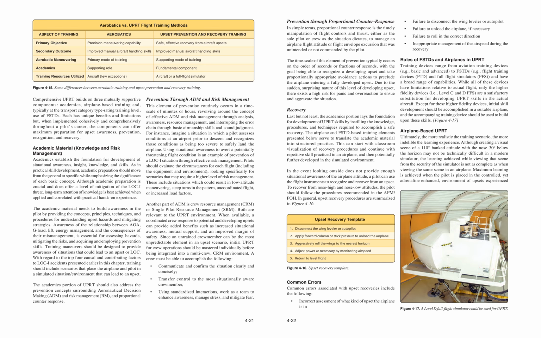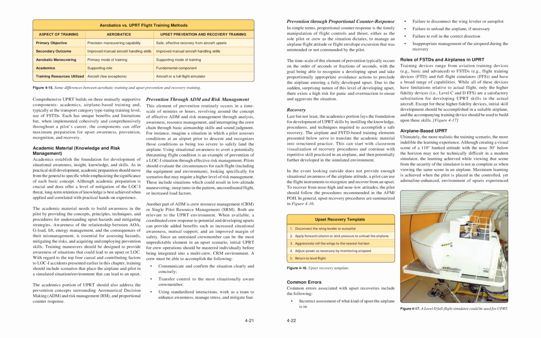Comprehensive UPRT is built on three mutually supportive components: academics, airplane-based training and, typically at the transport category type rating training level, use of FSTDs. Each has unique benefits and limitations but, when implemented cohesively and comprehensively throughout a pilot's career, the components can offer maximum preparation for upset awareness, prevention, recognition, and recovery.